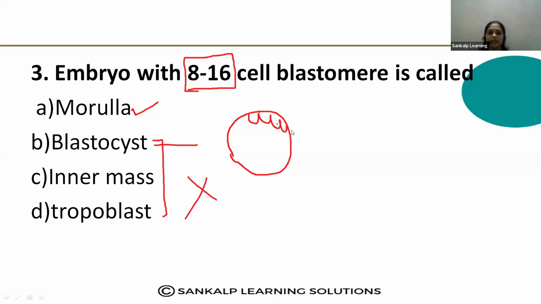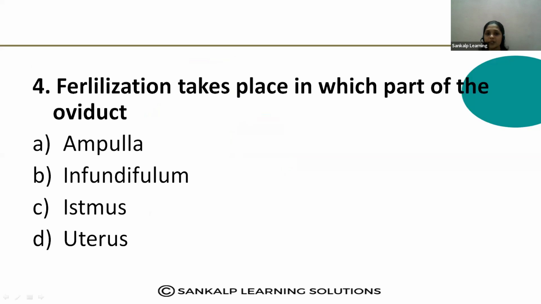Fourth question. Fertilization takes place in which part of the oviduct? Where does the fertilization take place? Ampulla, infundibulum, isthmus, or uterus? In which part of the oviduct does the fertilization take place? What is the correct answer?